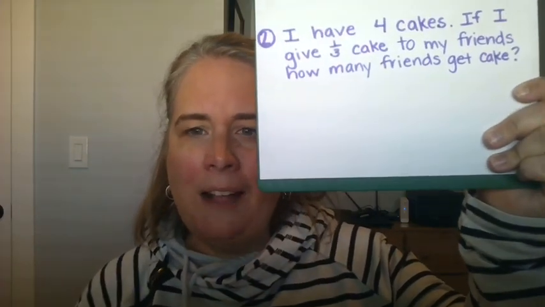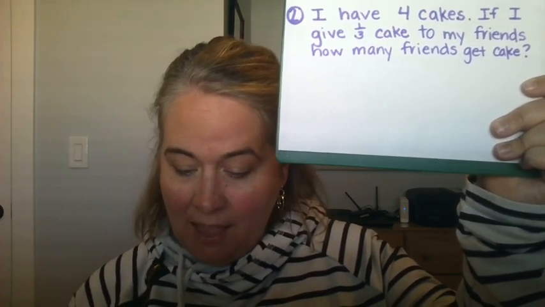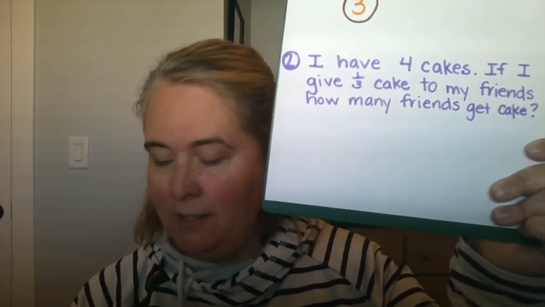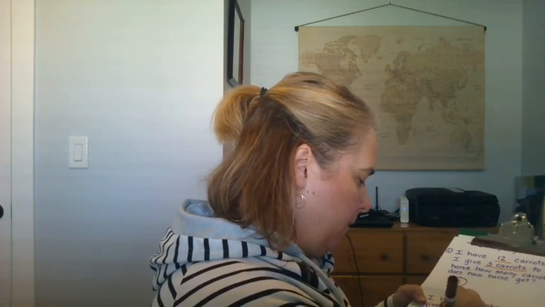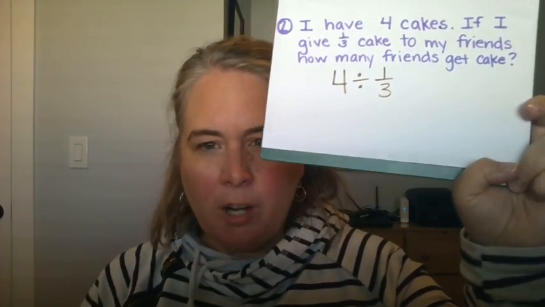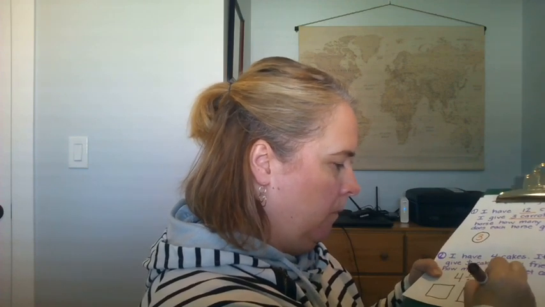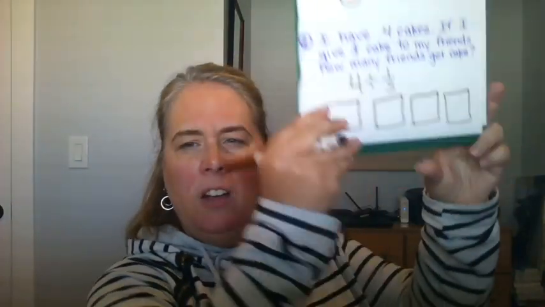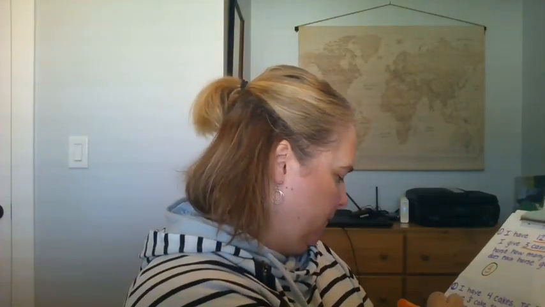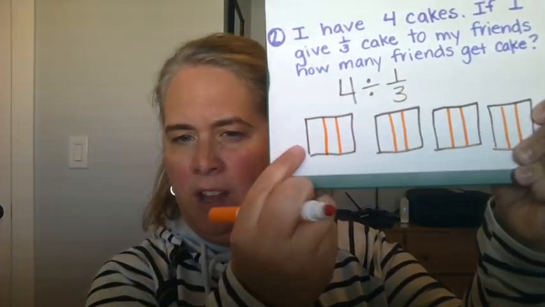This time, we're going to use this problem here. I have 4 cakes. If I give 1/3 cake to my friends, how many friends get cake? Again, I'm going to think about how to do that. I know that 4 is the total amount, so that is my dividend. I am doing a whole number divided by a fraction. I'm going to start by drawing out my 4 cakes. Here are my 4 cakes. And now I'm going to divide each of those cakes into thirds.